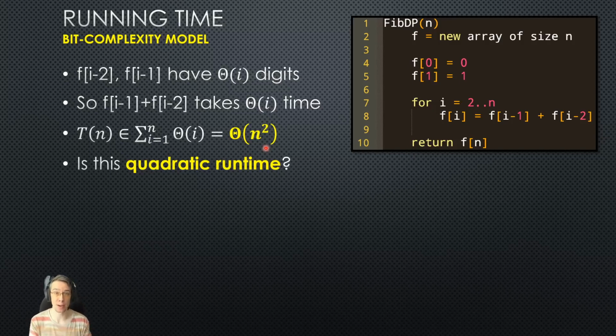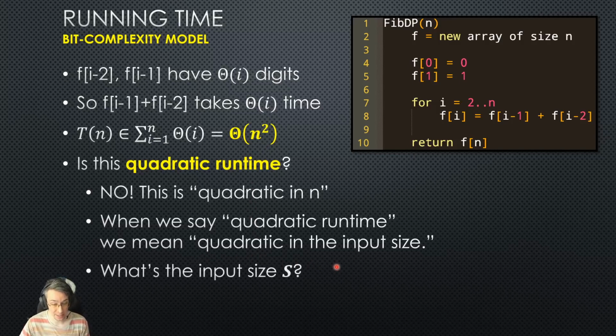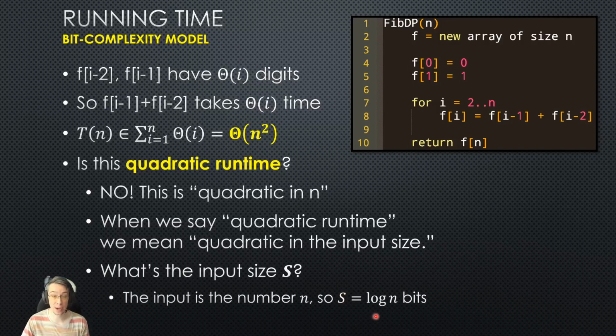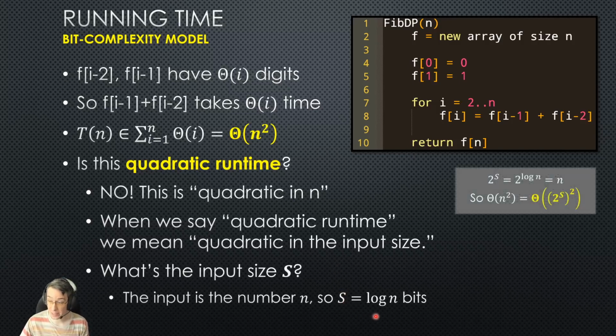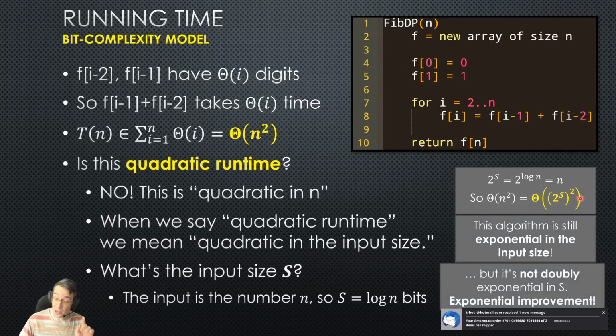This is not quadratic runtime. This is not a quadratic runtime algorithm. So this is quadratic in n, but n is huge. When we say quadratic runtime, we mean quadratic in the input size. What's the input size? Well, we argued that s, the input size, is log n bits. So what that means is 2 to the s is n, which means n squared is 2 to the s squared. So this is still exponential in the input size. Okay, but it's not doubly exponential in the input size.